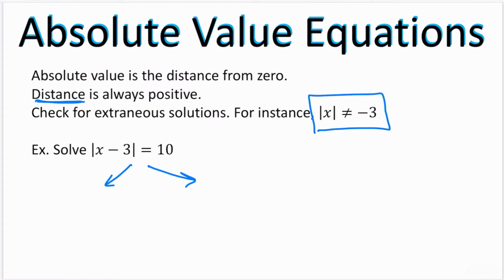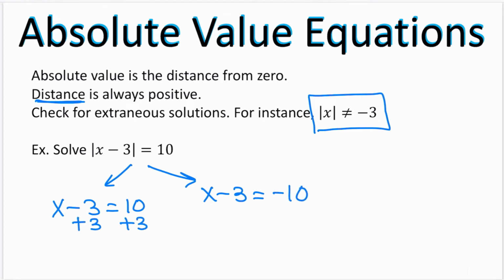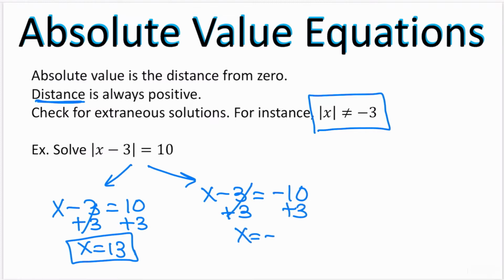The first problem is going to be exactly what you already see. So here x minus 3 is equal to 10. The second problem is going to be x minus 3 is equal to -10, okay? So now I solve them. Add 3 to both sides. I get x is equal to 13. Add 3 to both sides. I get x is equal to -7.